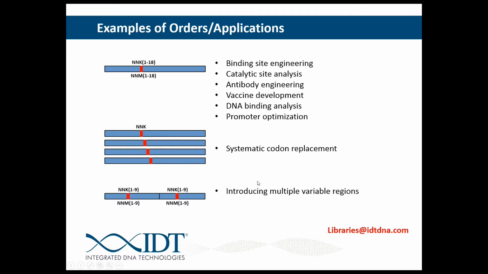And then finally, we have some customers that are using multiple variable regions. And as I mentioned, in some cases, we can put multiple variable regions within a single gBlocks library. And in other cases, we can make 2 libraries that can be assembled through something like Gibson Assembly Method. Again, contact libraries at idtdna.com, and my group can help you work through any of these questions and design issues, and we can try and minimize the costs as much as possible.